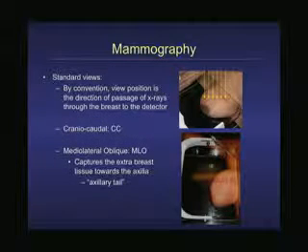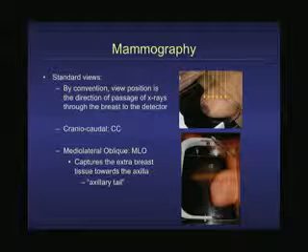Now, by convention, we call these images by the direction of the X-ray beam. So this one, for instance, where the X-ray beam is coming from the top, cranial to caudal, we call that the CC projection, cranial caudal. The second projection we take is called a medial lateral oblique, or MLO is the acronym.